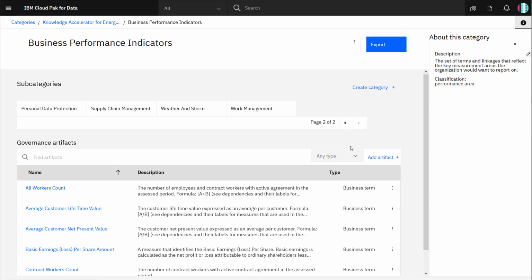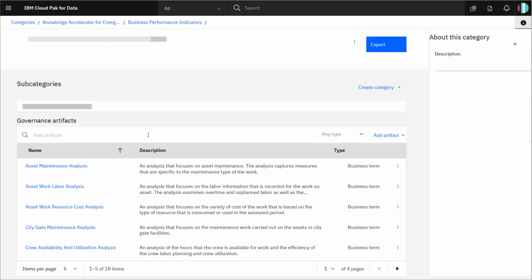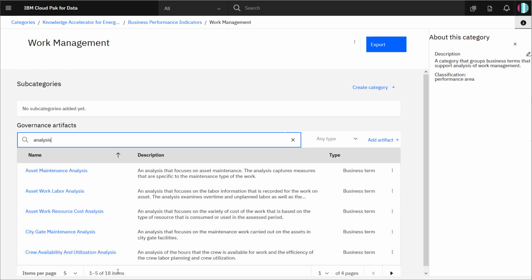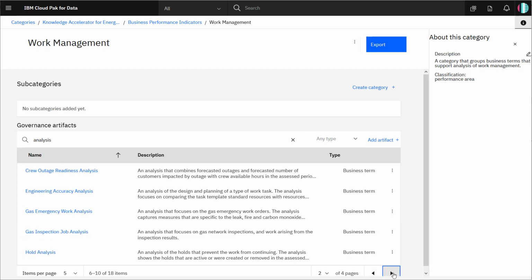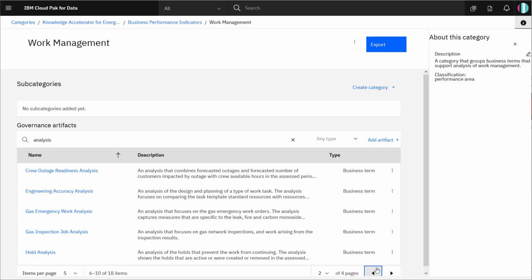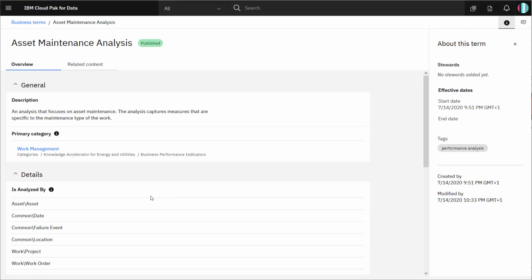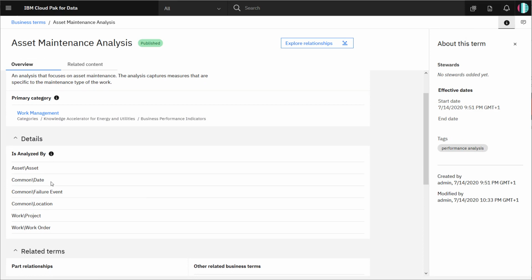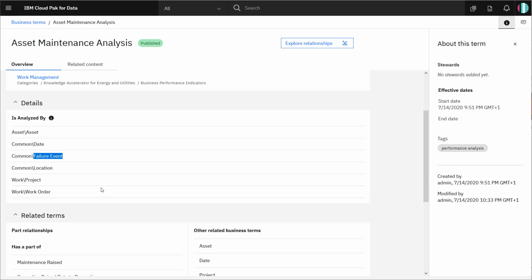Navigating into the work management category, let's restrict to performance analysis terms and not the measures. There are 18 performance analysis terms in work management that group measures covering a variety of different information needs, from crew availability and utilization analysis to work order completion analysis. Let's look at the characteristics of one of these performance terms, asset maintenance analysis. Asset maintenance and its measures can be analysed by terms such as asset and failure event. In this context, these can also be known as dimensions.